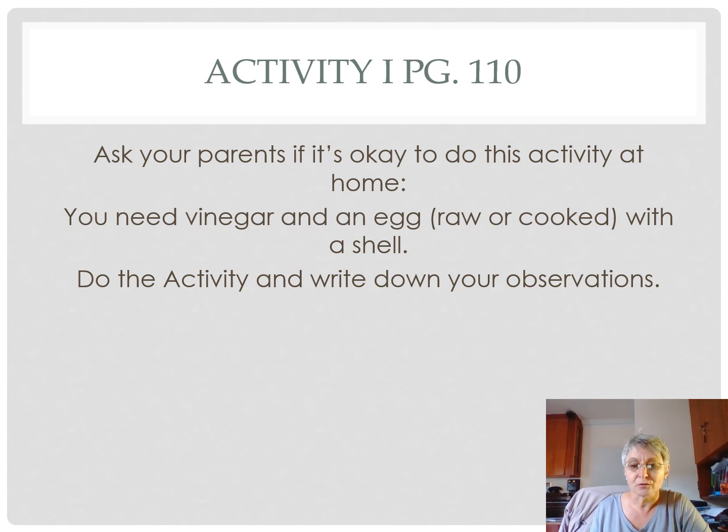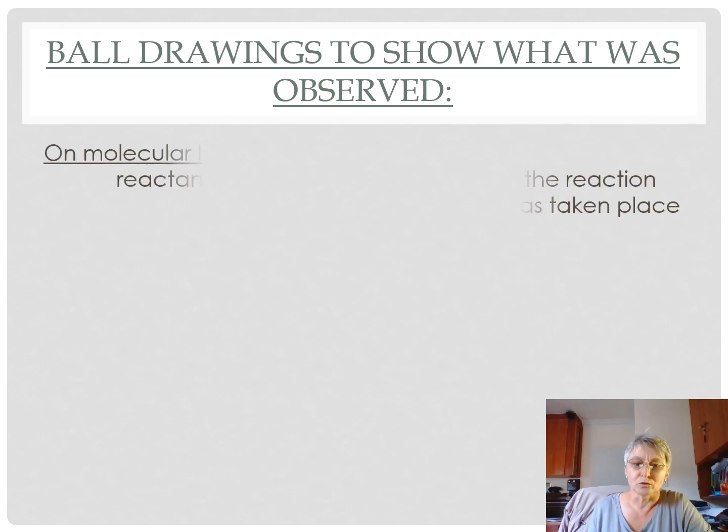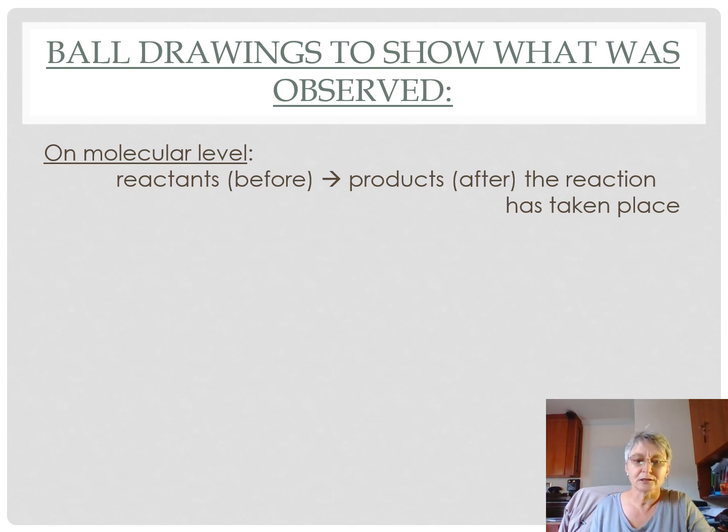I'm going to describe what is happening, but it would be a very good thing if you go and do this according to the worksheet or the document I've given you. So I want to use ball drawings to explain what was observed. On molecular level, the reactants change into products.